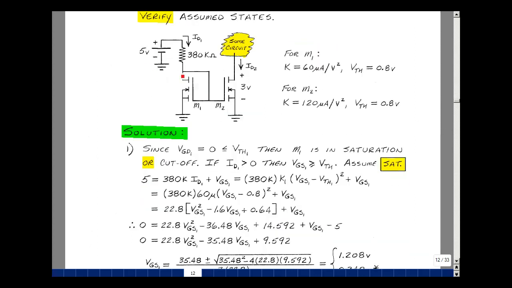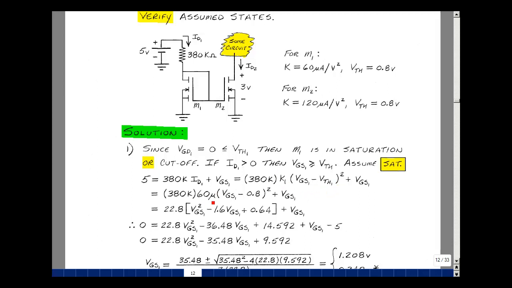Go around this loop over here. The rise in voltage is 5. The drop is equal to 380K times ID1 plus the gate source of transistor 1. And that's this equation right here. Since we're assuming that we're in current saturation, let's put in the equation for that region, which is K times the quantity gate source minus threshold squared for transistor 1.